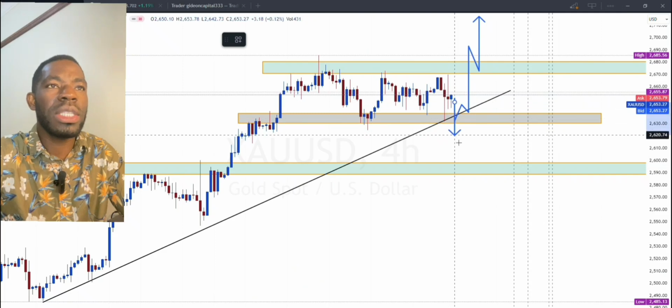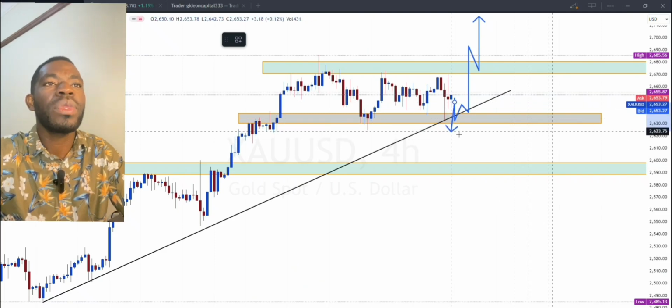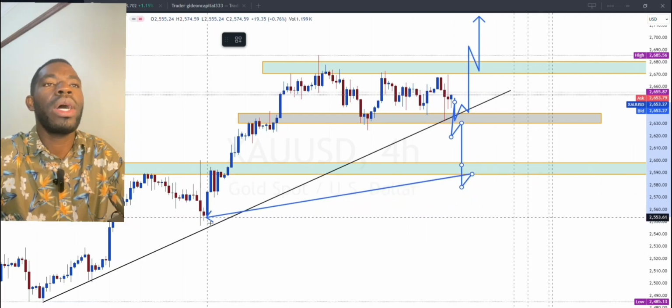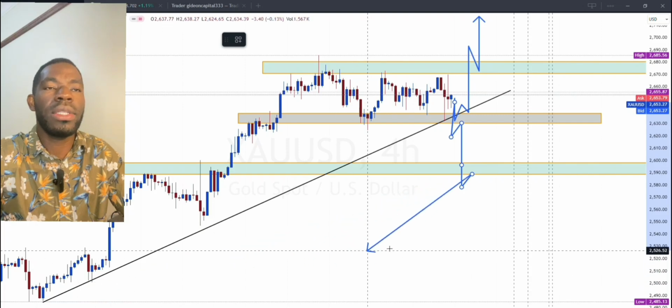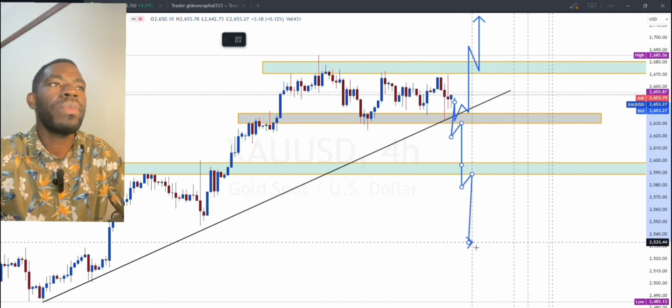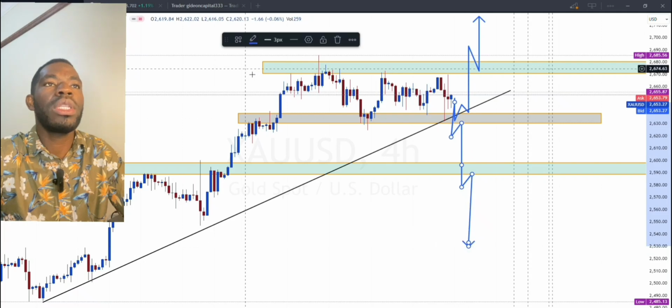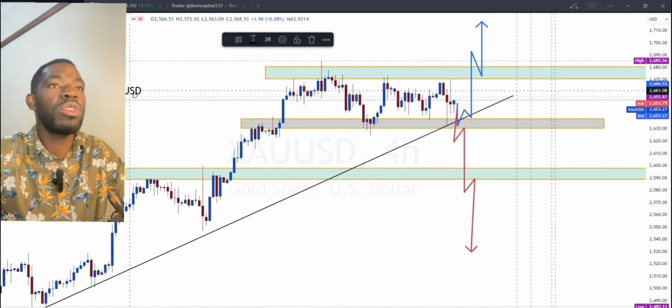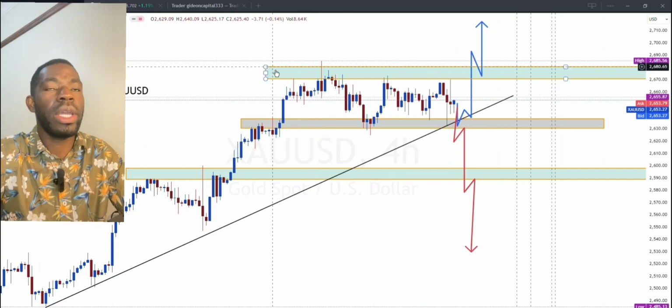In that case, if it creates a lower low, lower than this low, wait for a retest of this area before you can sell all the way here. And if it continues to break below, you can wait for a retest before you can sell all the way to these lows and even these lows. So that is a possibility, guys. Take note of these possibilities with gold. Now, this is speculation, so take note of those levels that I have drawn. These are very important.